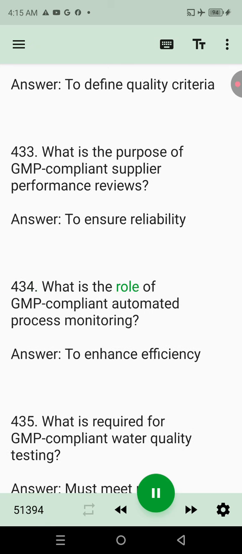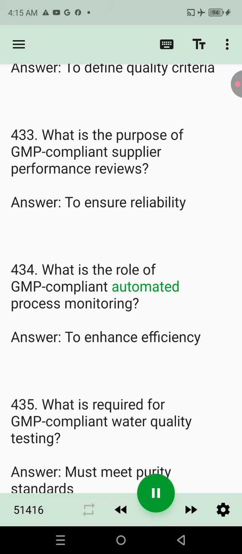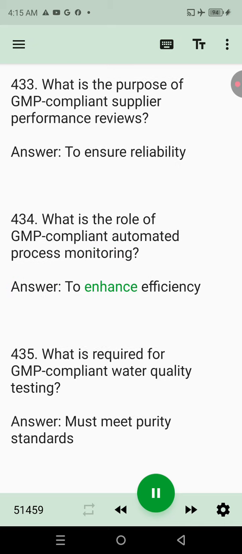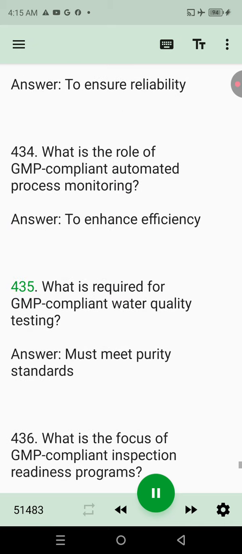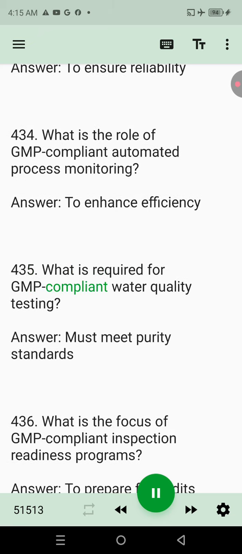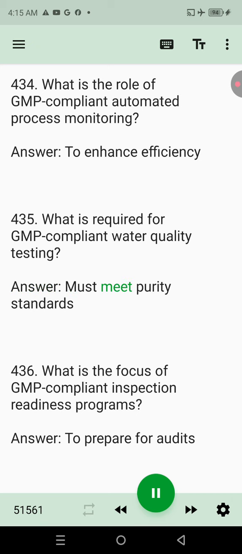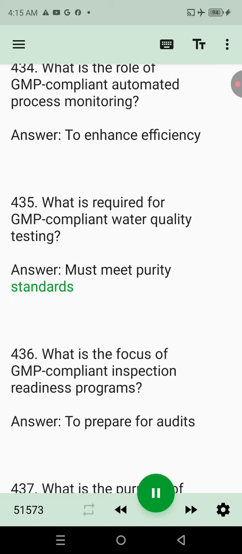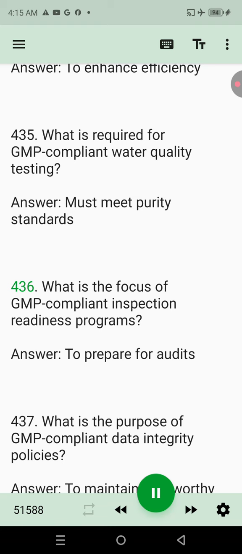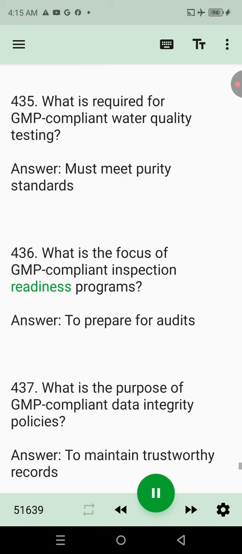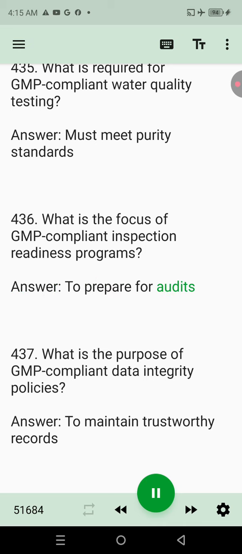434. What is the role of GMP-compliant automated process monitoring? Answer: to enhance efficiency. 435. What is required for GMP-compliant water quality testing? Answer: must meet purity standards. 436. What is the focus of GMP-compliant inspection readiness programs? Answer: to prepare for audits.